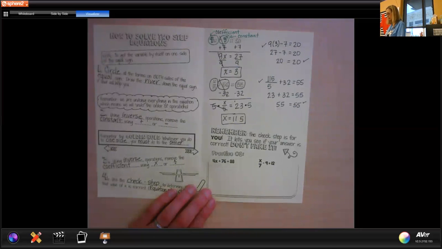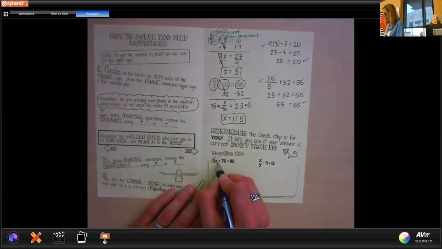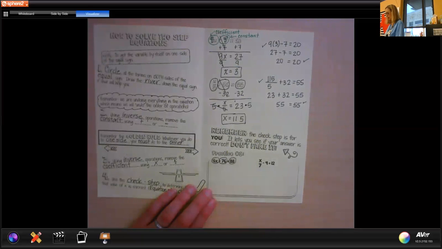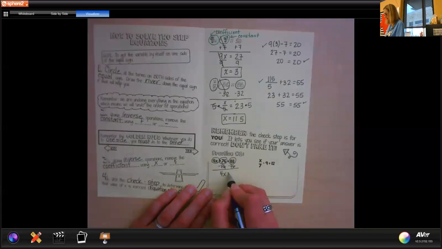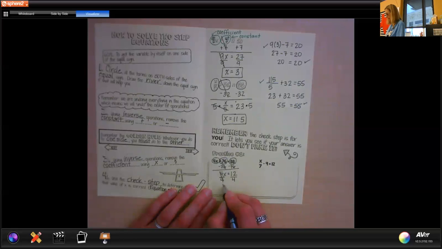We have 4x plus 76 equals 88. My terms are 4x, positive 76, and the 88. I'm going to start by subtracting 76 from each side. These will cancel out. Bring down that 4x. I have 88 minus 76. That is 12. I'm going to divide by 4 on each side. 4 divided by 4 is 1. That leaves me with x. 12 divided by 4 is 3.